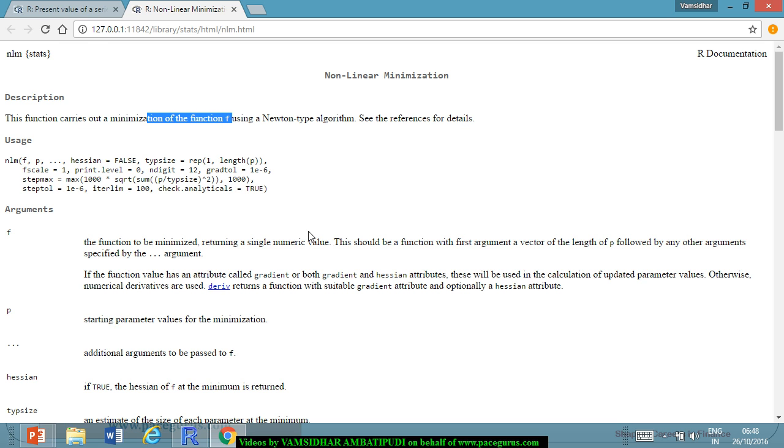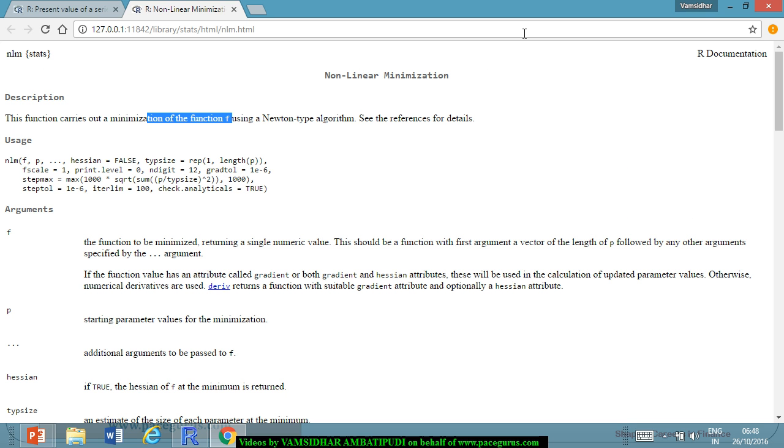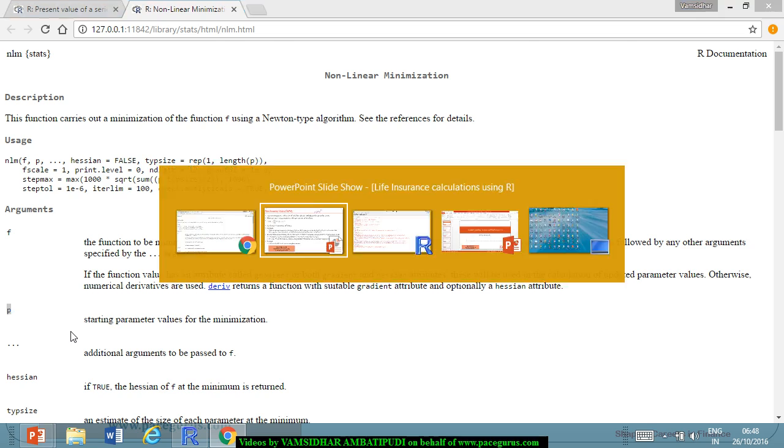So my function here is NPV squared. That is the function that we are using. I want to minimize that particular function using a Newton type algorithm. So all I need to give is the function as one of the inputs, and the starting parameter value for minimization. So what should be the value for this IRR? Let me take it as 1% or something, as the starting value for the minimization purpose.